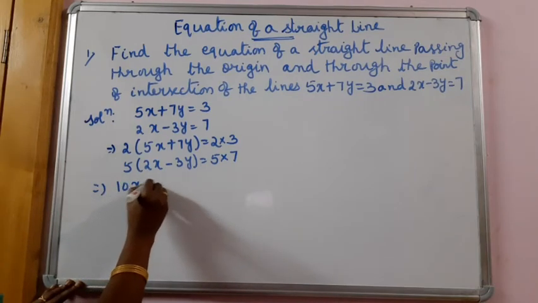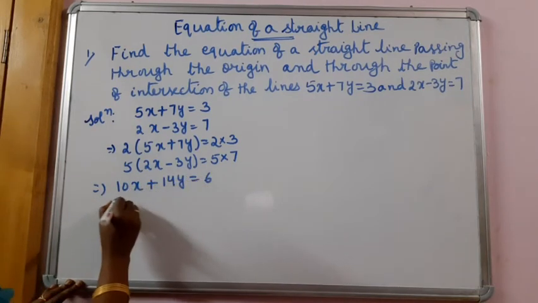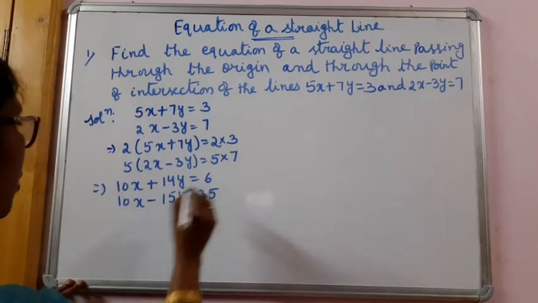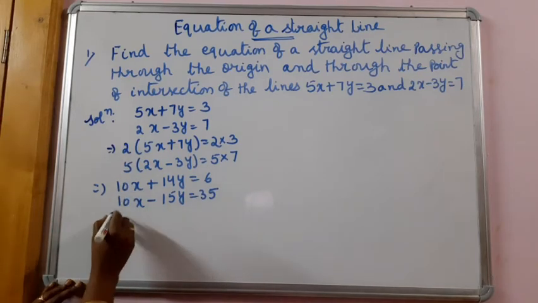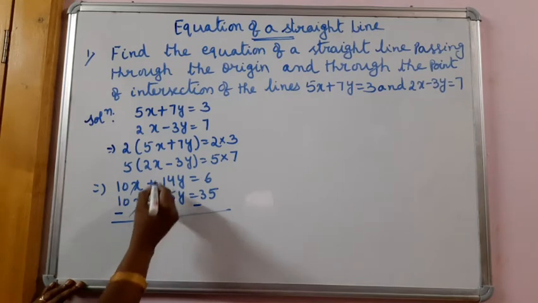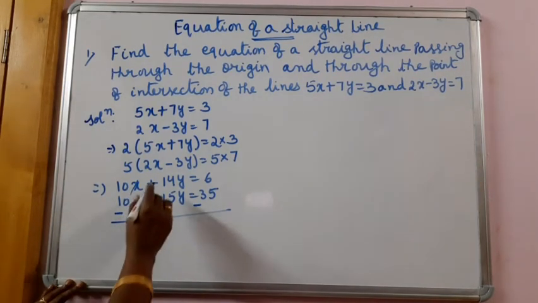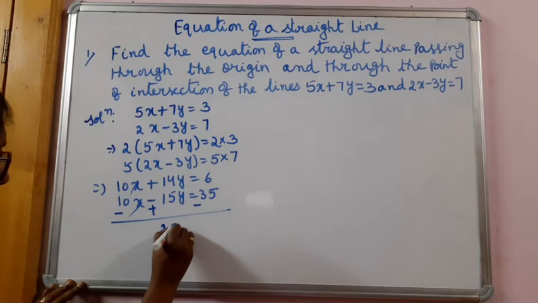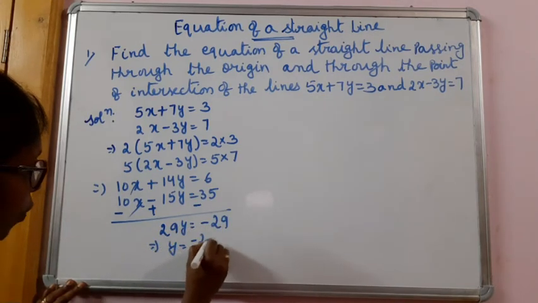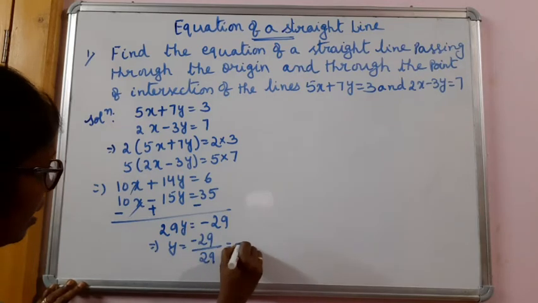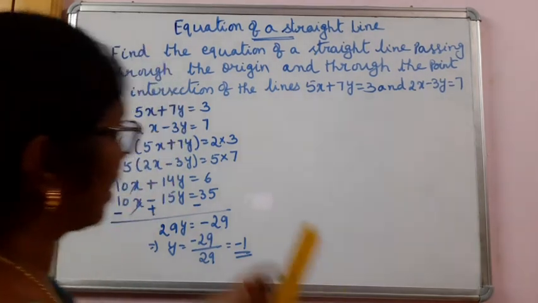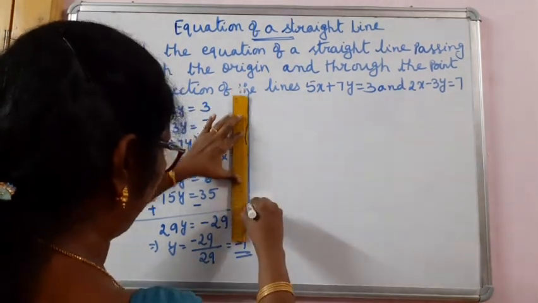So we get 10x plus 14y is equal to 6, and 10x minus 15y is equal to 35. Okay? Let us subtract. 10x minus 10x is cancelled. 14y plus 15y is 29y is equal to minus 29, or y is equal to minus 29 by 29. That gives you minus 1. So the value of y we got is minus 1. Let us find the value of x.